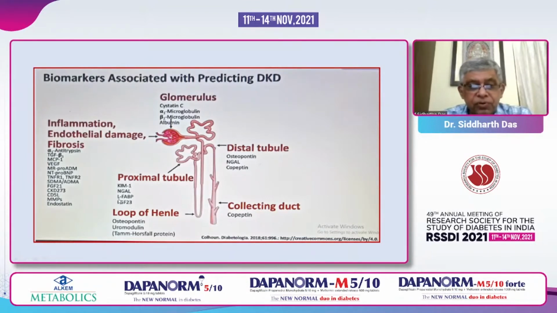And for the proximal tubule, these are the markers. For the loop of Henle, osteopontin and uromodulin are the markers. For the distal tubule, osteopontin and calbindin are the markers, and for the collecting duct, copeptin is a marker. So there are a variety of markers which can indicate damage of the nephrons and the tubular system at different places. We are now only concentrating on albuminuria or microalbuminuria.